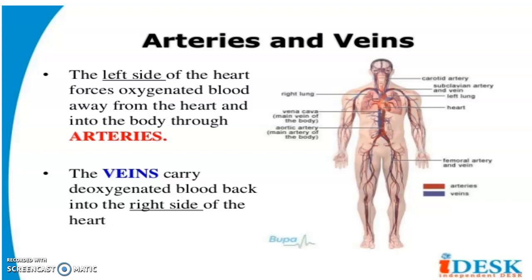But what about the veins? The veins carry the blood back into the right side of the heart. In this part the oxygen is forced, and in this part it is carried back into the right side of the heart. That is totally different, right? So something that makes it easier is that arteries go away from the heart and veins go to the right side of the heart. So you can understand this, right?